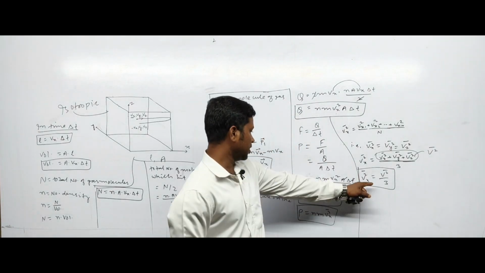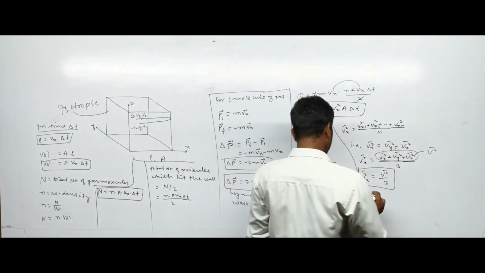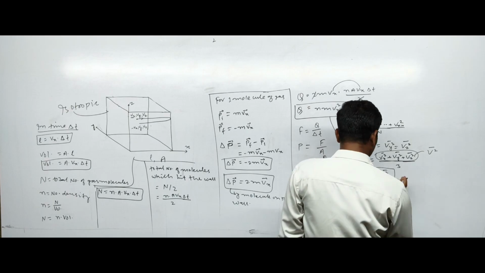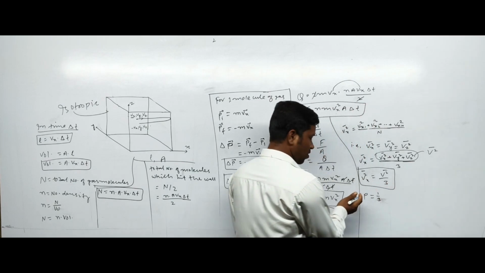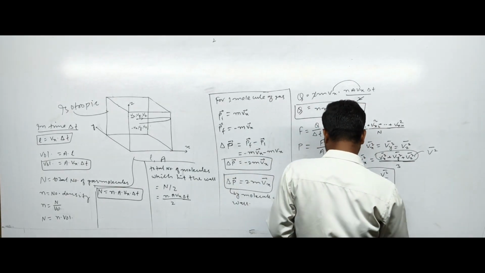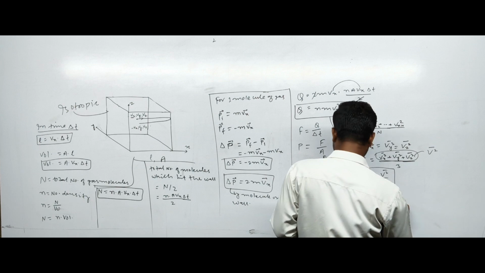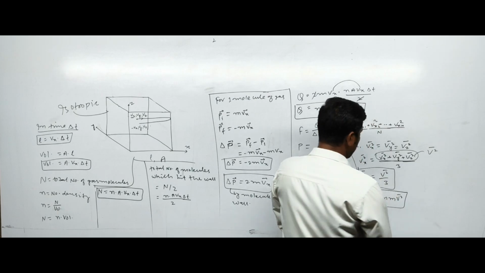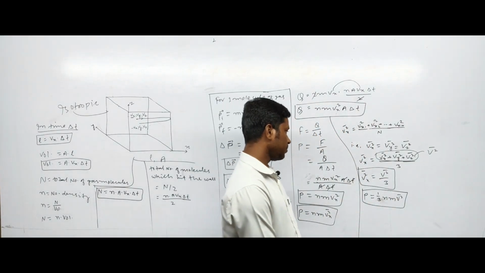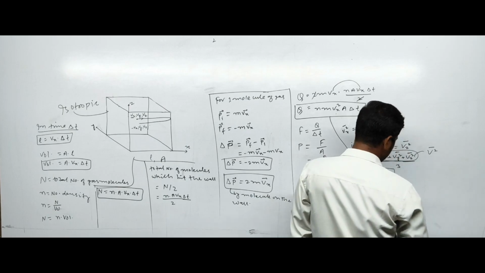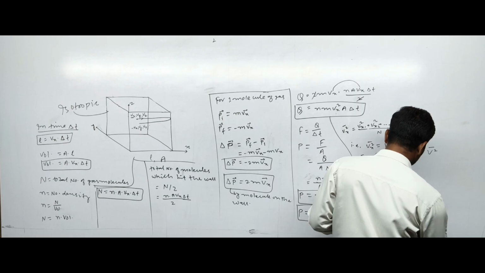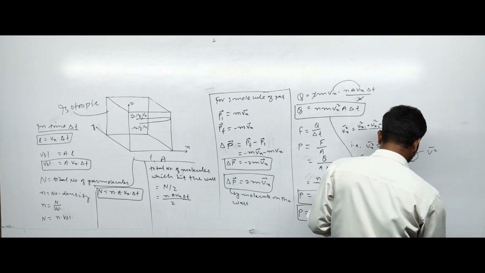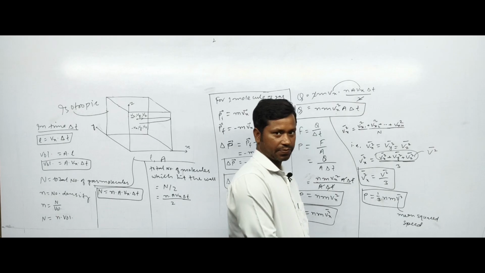We will use this value over here and we get the final result, that is P equal to 1 by 3. We separate out 1 by 3 first, then small n, small m, and V square bar. This is the final expression for the pressure of an ideal gas. And this V square bar is known as the mean squared speed.